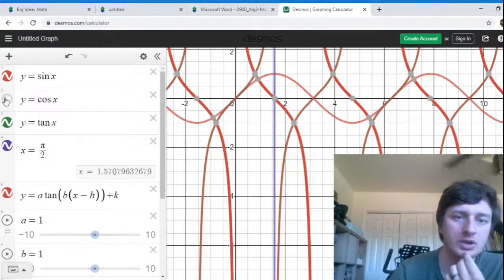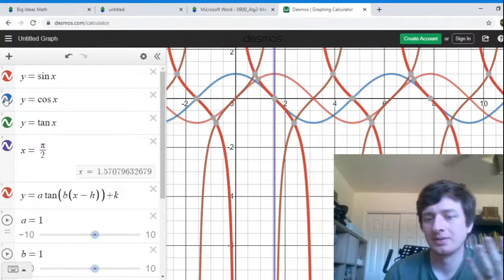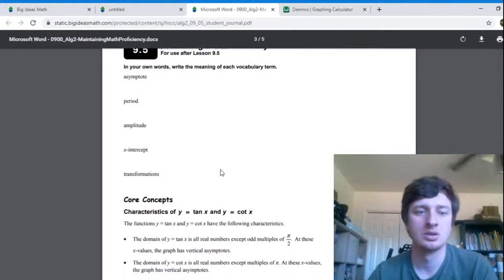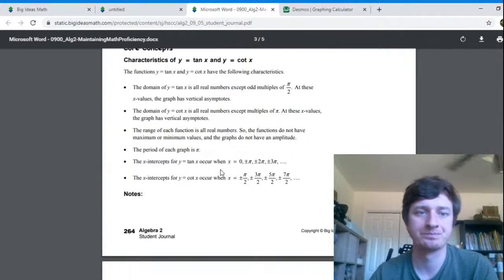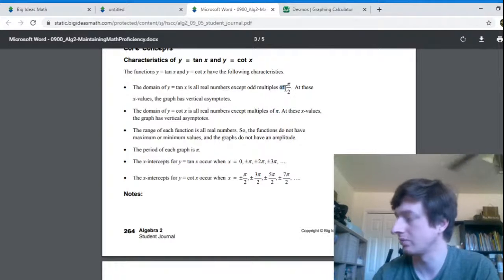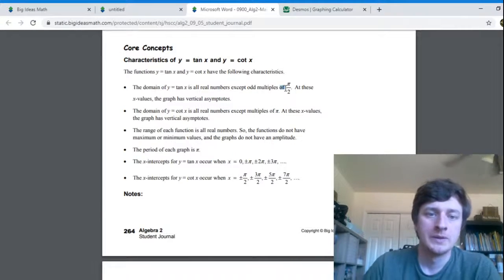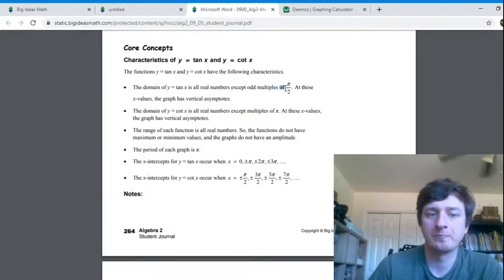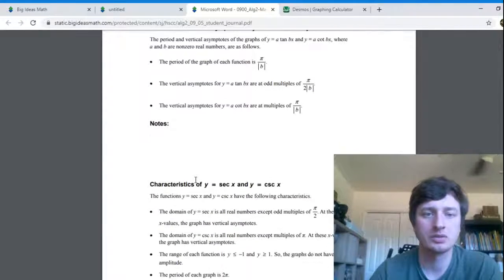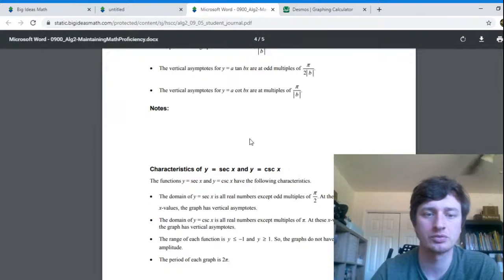Okay, and then we can put all those together and we get this. Let me show you what tangent looks like. Transformations, we can shift it. Alright, we have the domain. The domain is all reals except odd multiples of pi over 2, because that's where the asymptotes are. Vertical asymptotes. Period is pi, x-intercepts every interval. Yeah, that's it. We have some functions to describe those things.